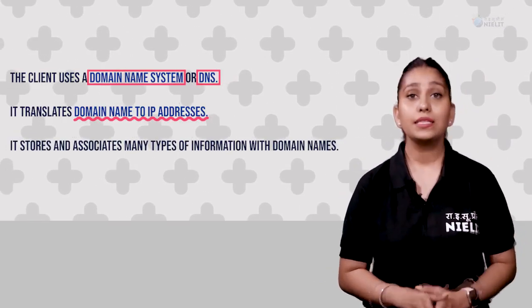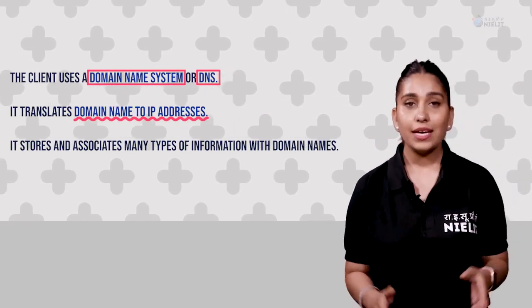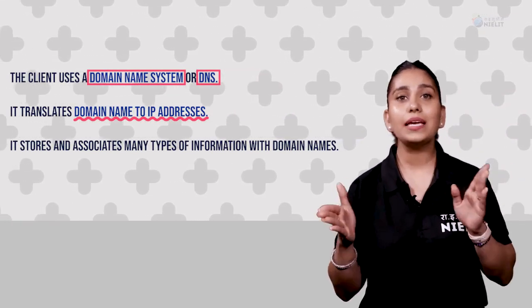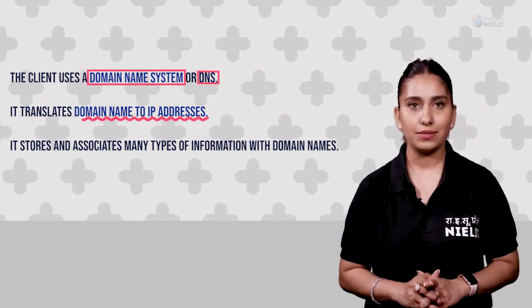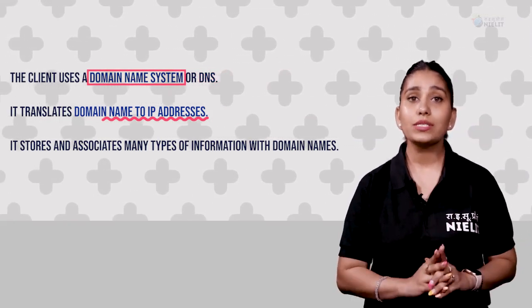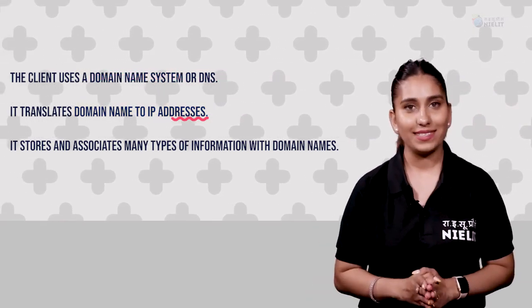Now we know the domain name of the website. But how does the network know the server address? Through the name, as we already know that server address is stored in the form of an IP address. The client uses the domain name system or DNS. It translates the domain names, which are computers' host names, to the IP addresses. It stores and associates many types of information with domain names.